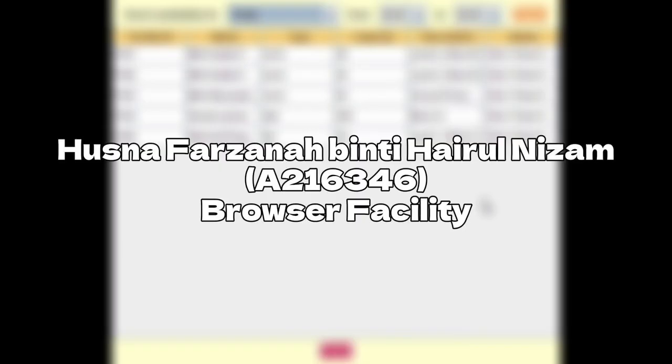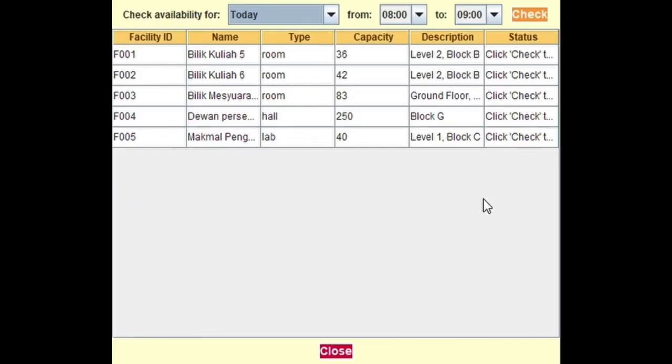Assalamualaikum warahmatullahi wabarakatuh. My name is Husna Fazana binti Hairul Nizam. My matric number is A216346 and I will explain about the browse functionality. This page allows students, staff and admins to browse the available facilities. On this page, users can see a facility ID, name, type, capacity, description and status.